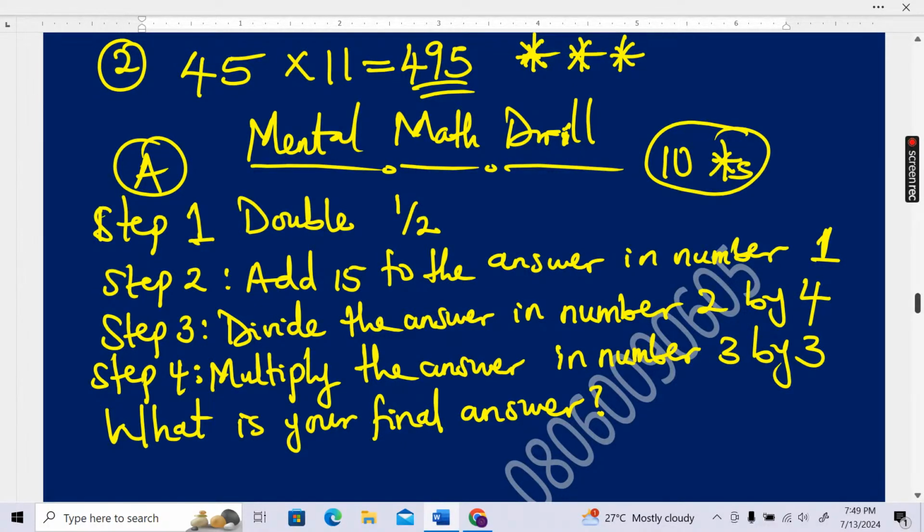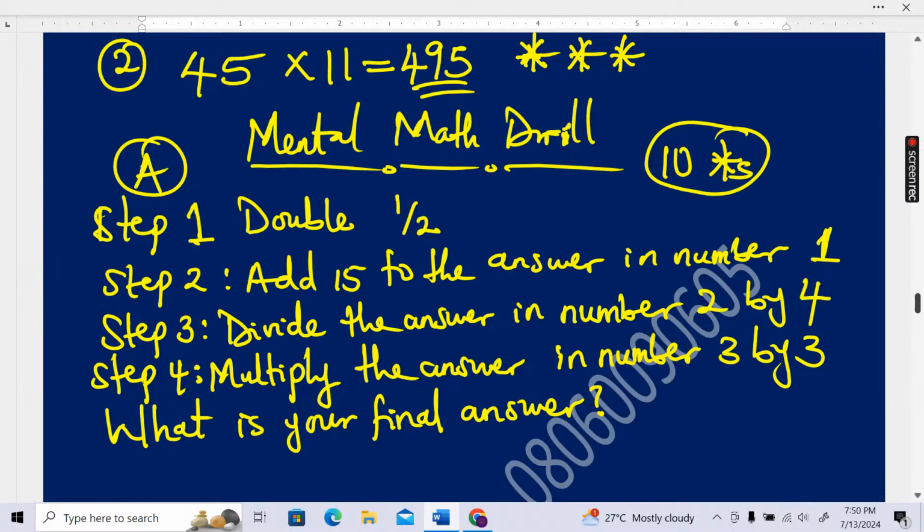Okay, so if you type your answer as 12, give yourself 3 stars. But if I mentioned your name as the first 10, give yourself 10 stars.